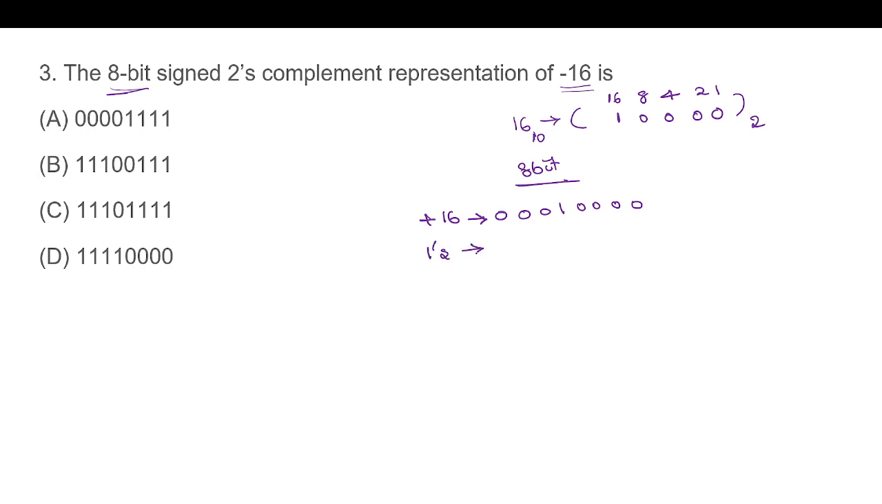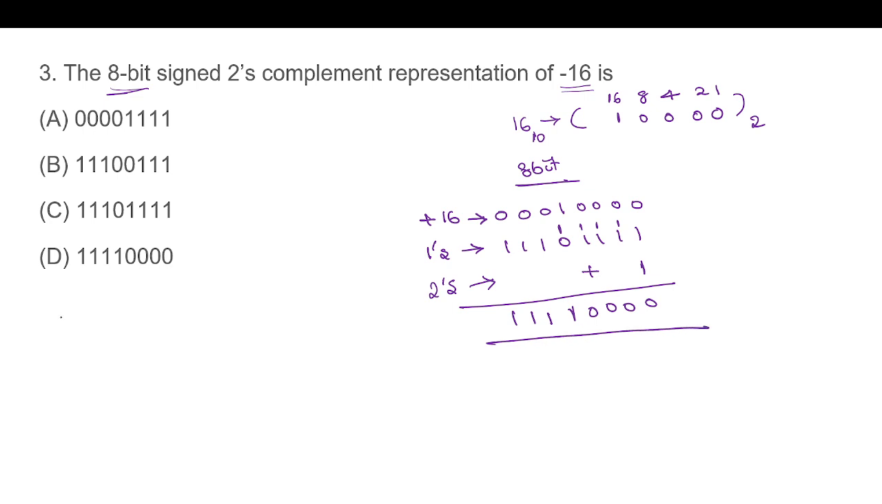The ones complement for this is taken, then 2's complement will be plus 1. 0, 0. 1 plus 1 is 1, 0. Again 1 plus 1, carrying through the bits. So minus 16 in 2's complement representation and 8-bit format is 11110000.